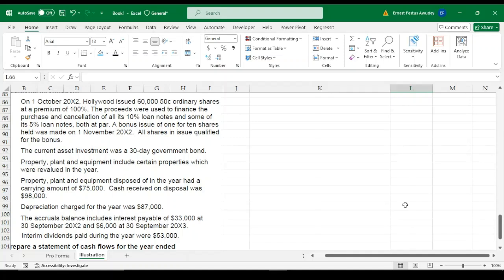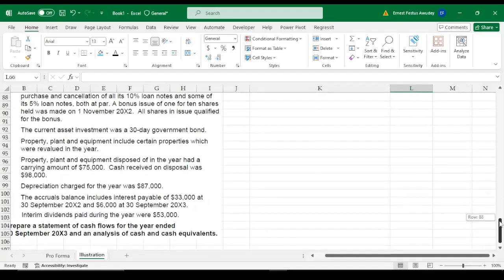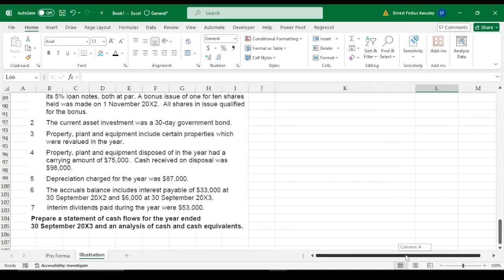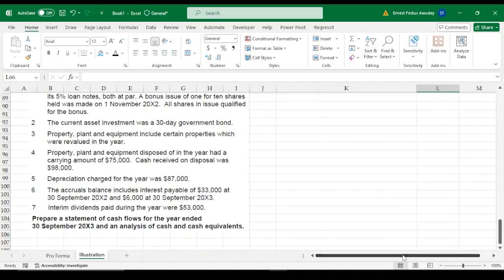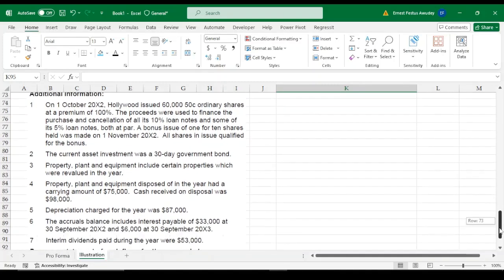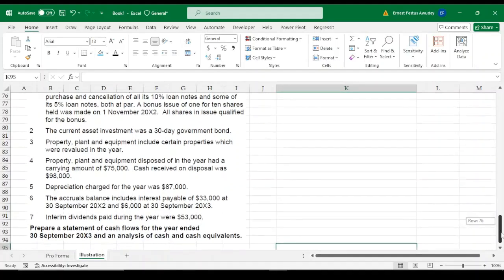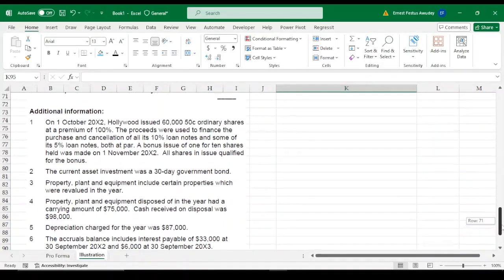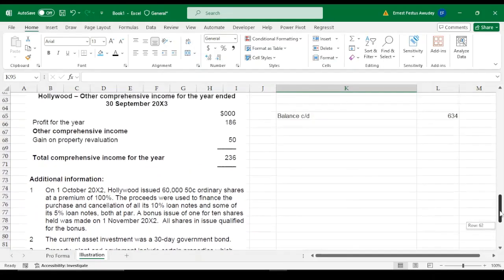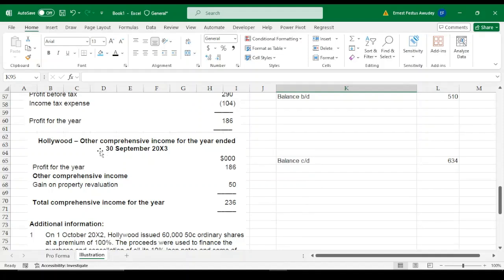So let's just look at that. Property, plants, and equipment disposed. Property, plants, and equipment include certain properties which were revalued in the year. This revaluation value has not been stated in the additional information, but information on revaluations is presented in other comprehensive income. So let's come to the other comprehensive income here.